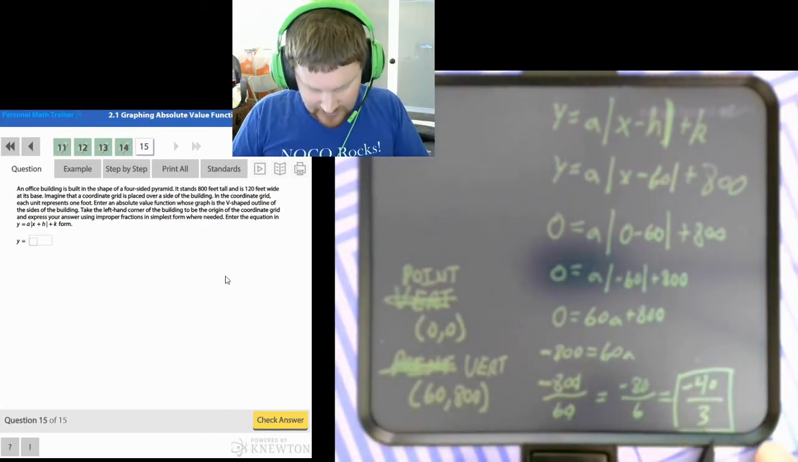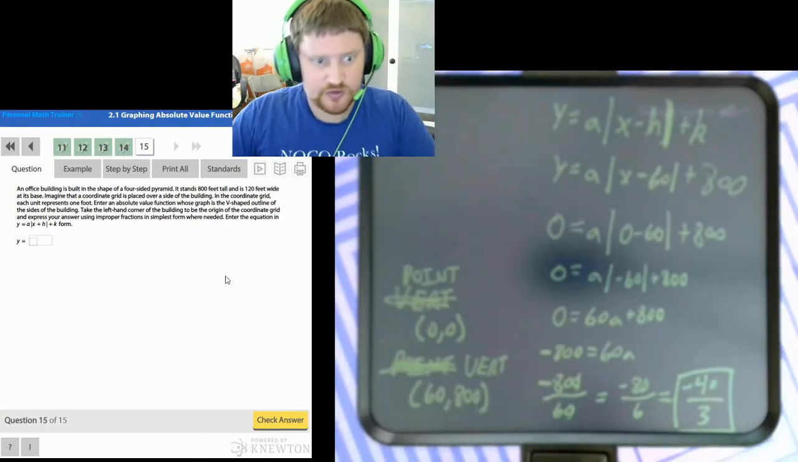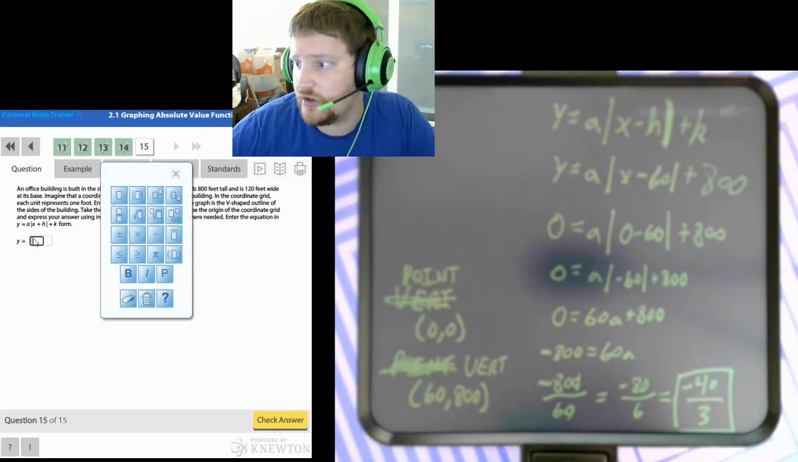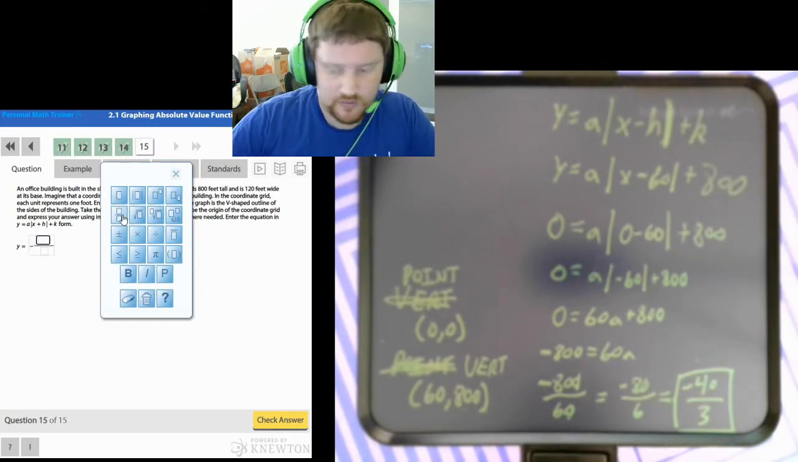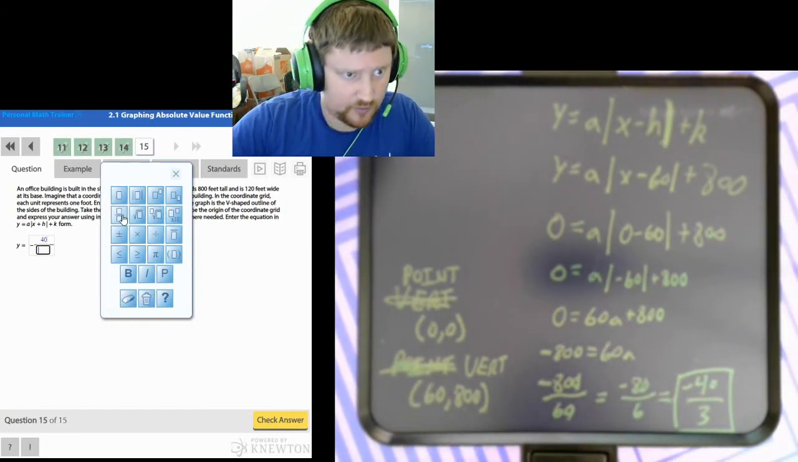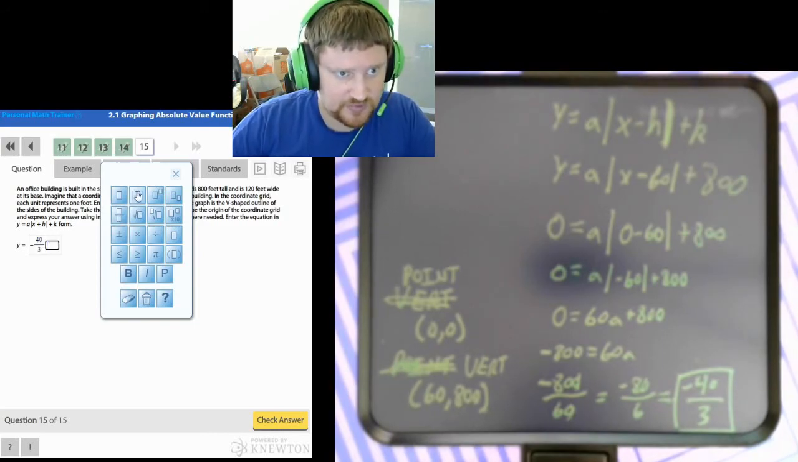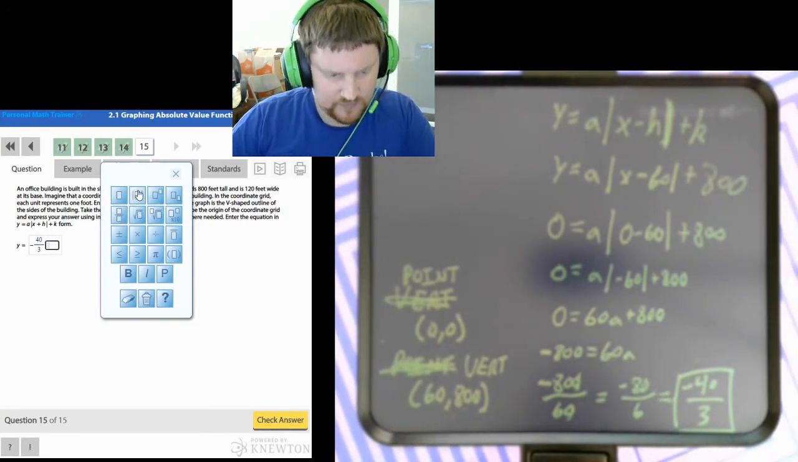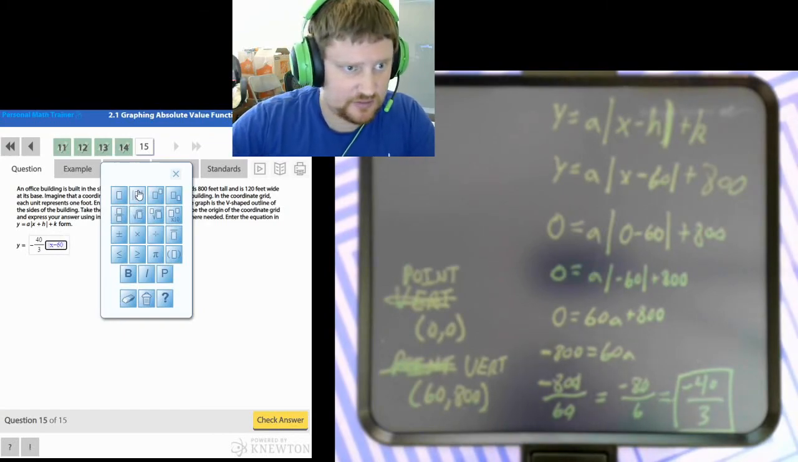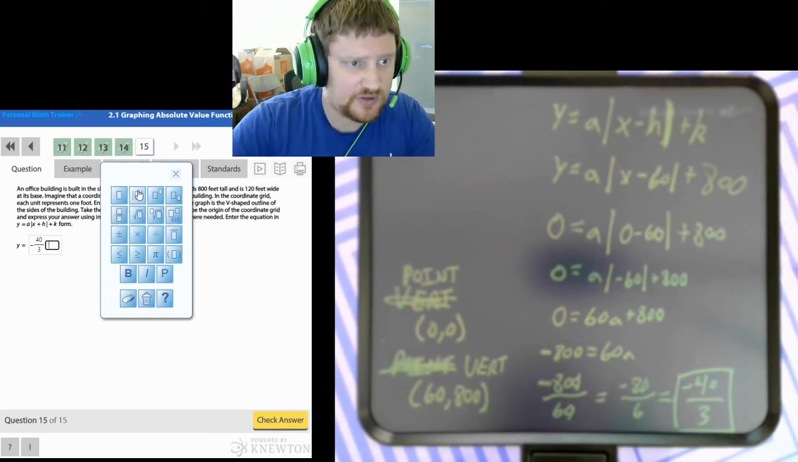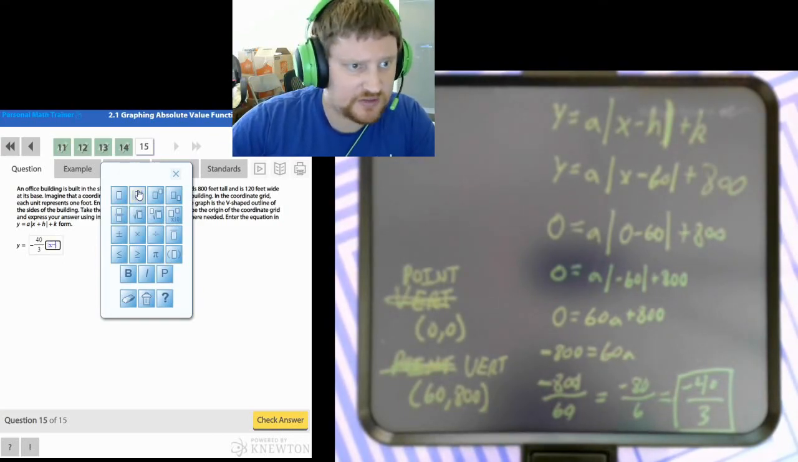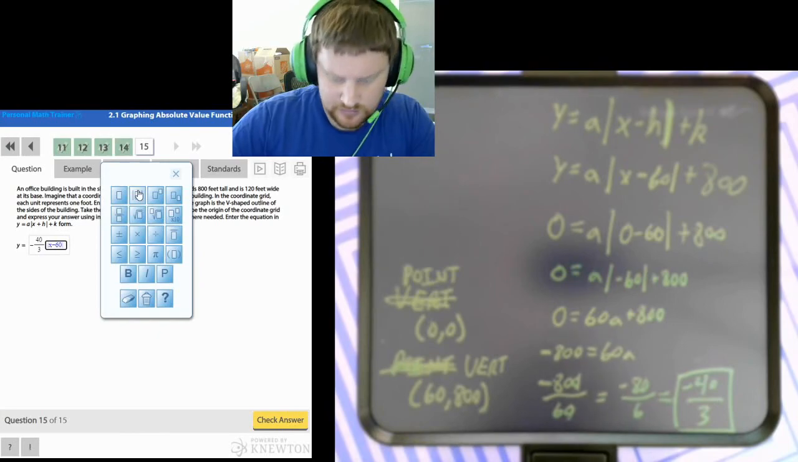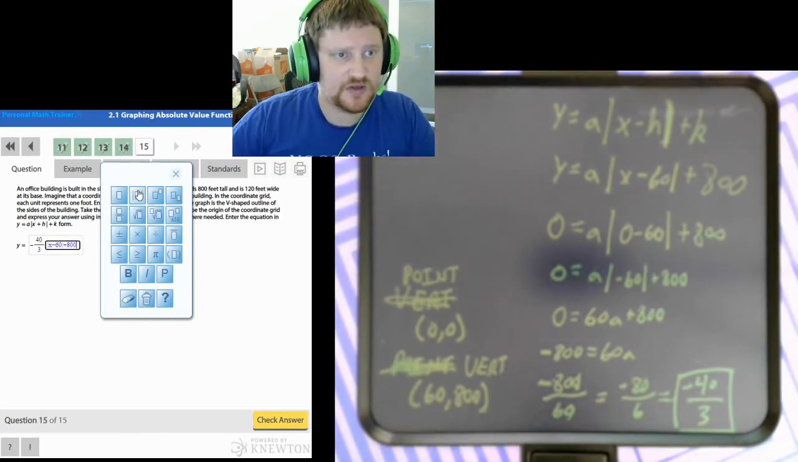3 does not go into negative 40, so that's our simplest term. So we now have a, h, and k, so we can plug those into our equation. Y equals negative fraction 40 over 3 times the absolute value of x minus 60. Why does that keep doing that? Absolute value of x minus 60 plus 800 on the outside.